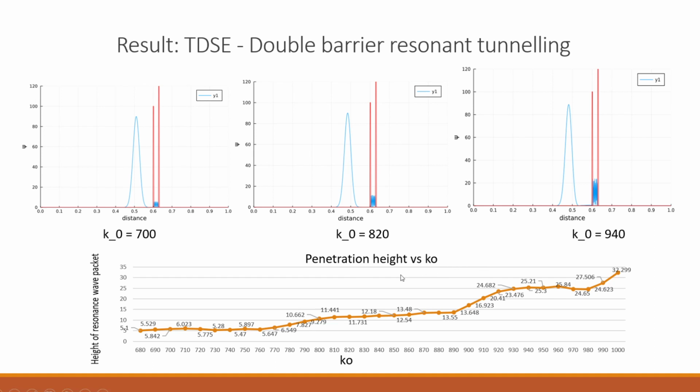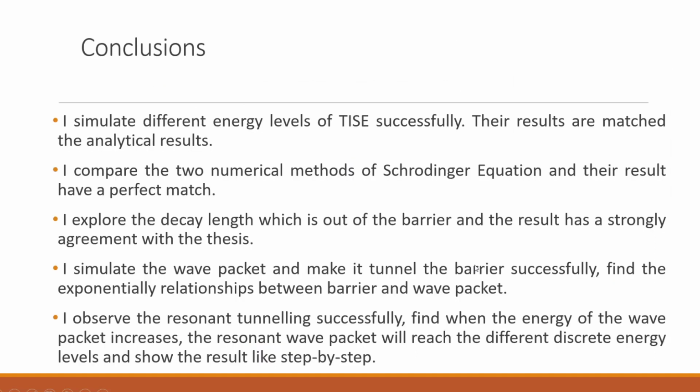This is one of the characteristics of resonant tunneling, because the area between the two barriers is like the TISE. They have discrete energy levels. So when k0 reaches a level, the height of the wave packet will increase rapidly. Finally, I successfully simulate the different energy levels of the TISE. The results match the analytical results.